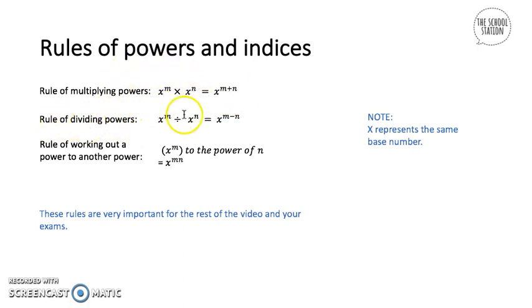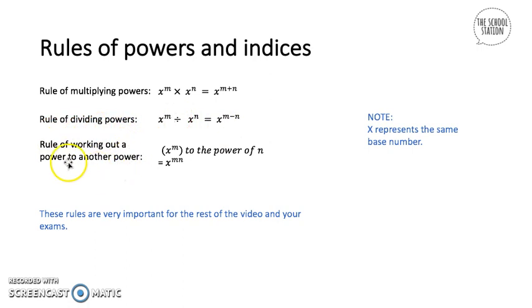The rule of dividing powers is x to the power of m divided by x to the power of n. Again, the base number is the same, and we just subtract: m minus n. If you have 5 to the power of 3 divided by 5 to the power of 2, it will be 5 to the power of 1, or just 5 itself, because we do 3 minus 2. So we just subtract the powers, and the base number does not change.